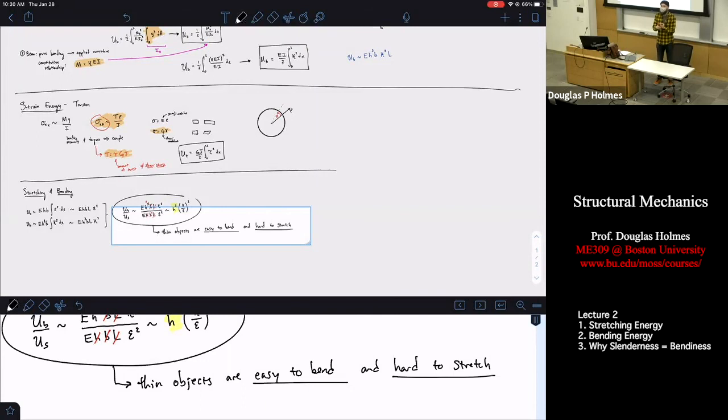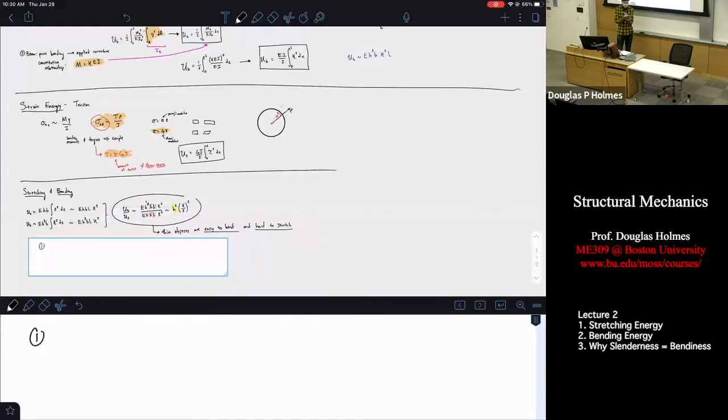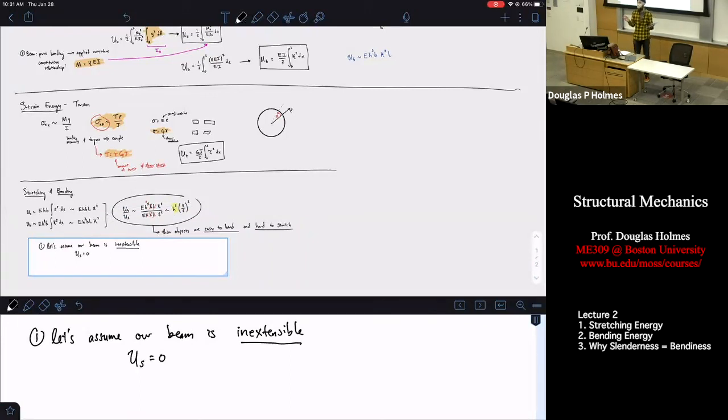One, if you're trying to do a calculation with pen and paper, what you'll find is that oftentimes people are going to make an assumption. This is the word you'll see. They'll say, let's assume our beam is inextensible. They're saying we're only going to solve for deformations that involve bending. We're not only going to say that stretching is small, we're going to say stretching is exactly 0. It's not stretching at all.